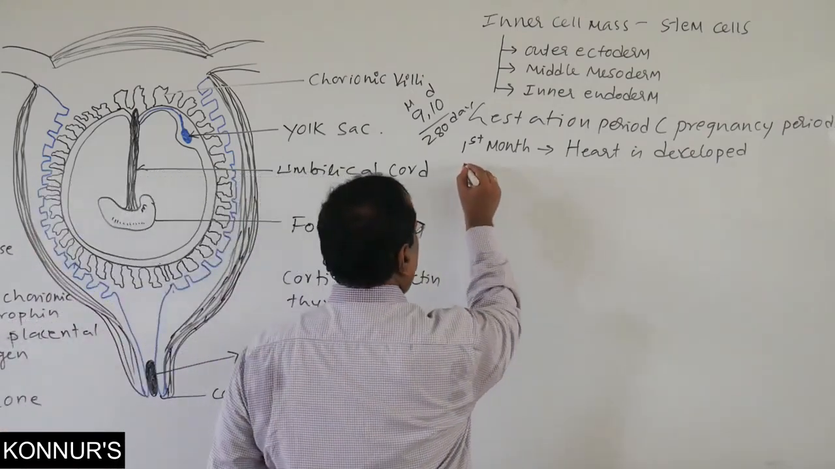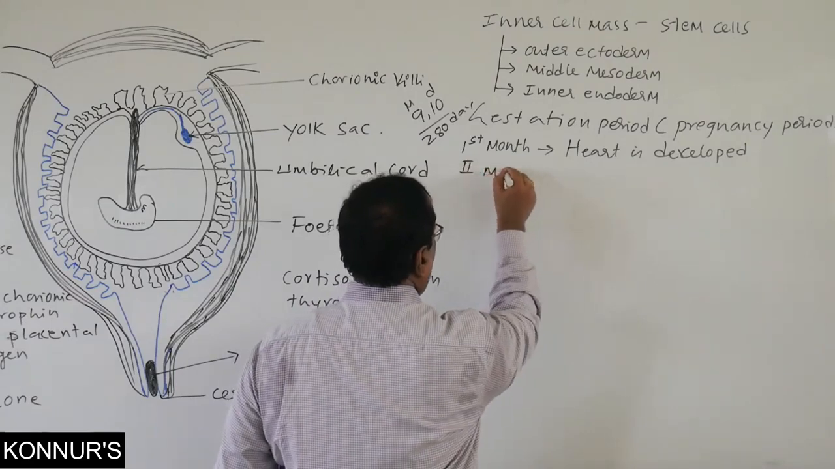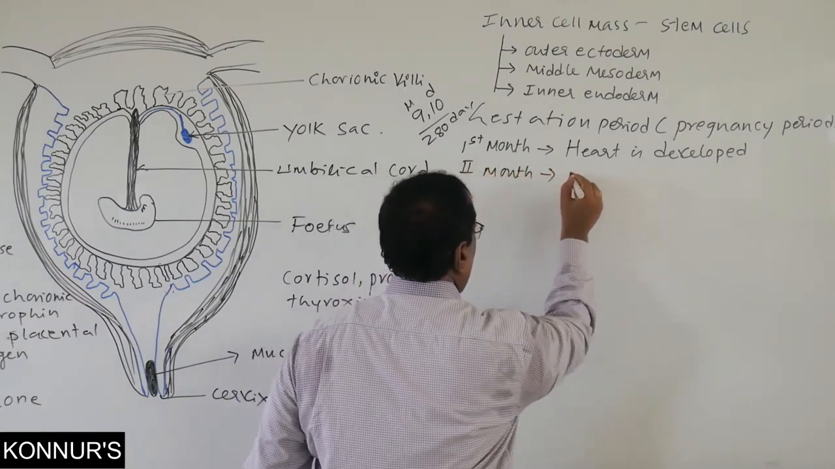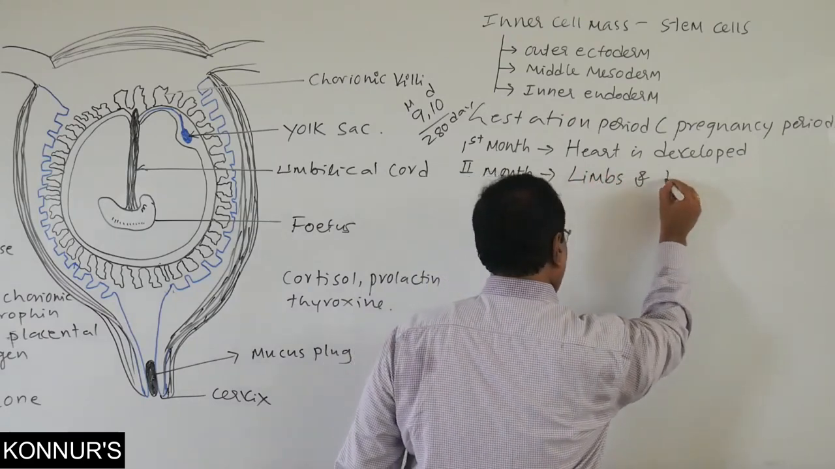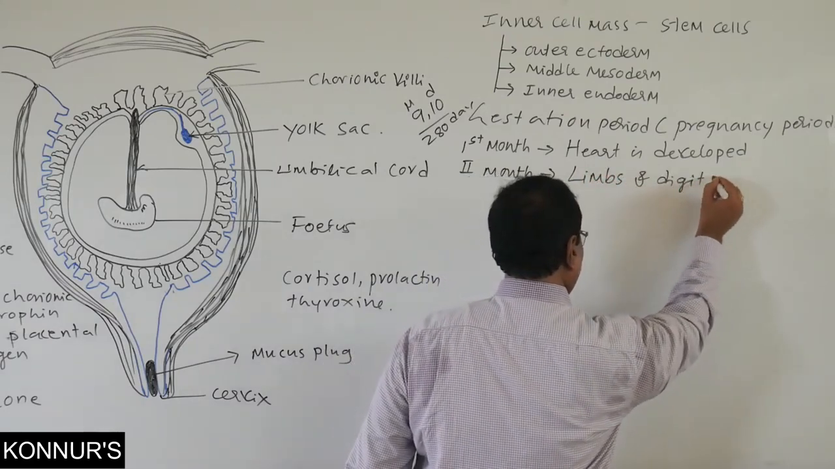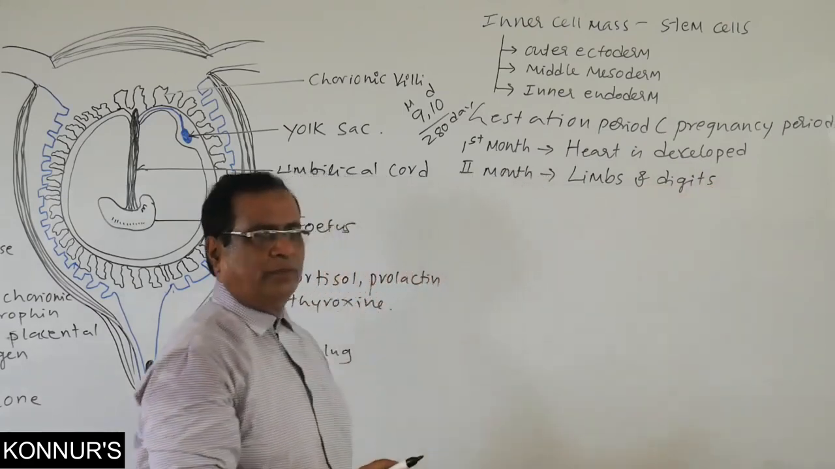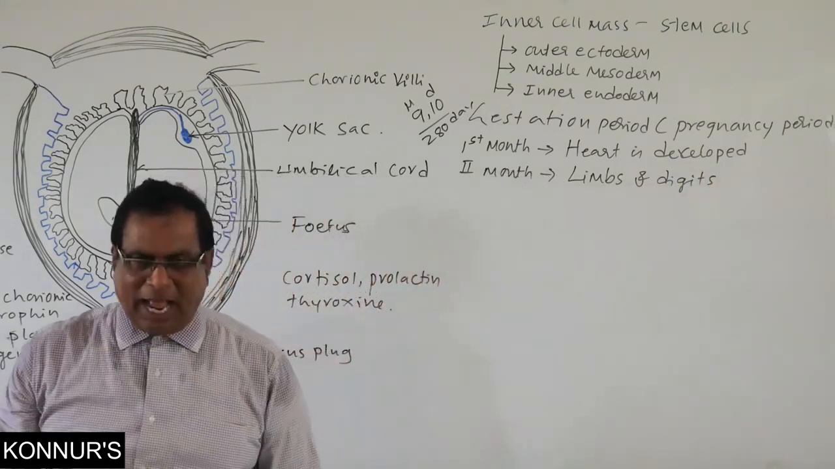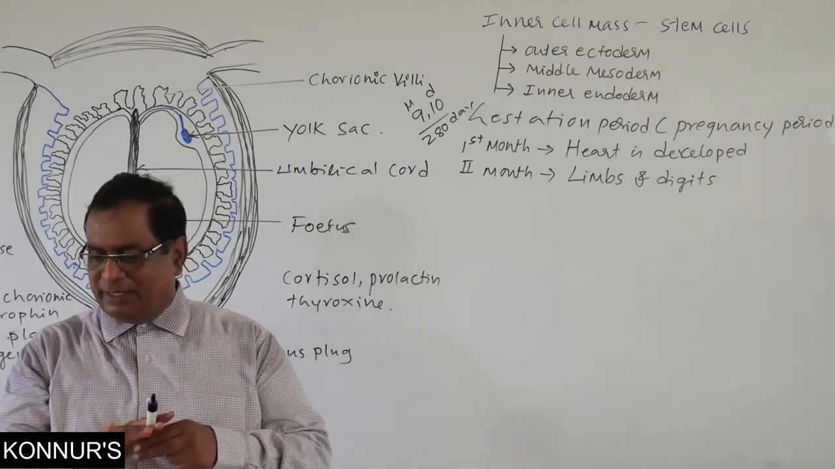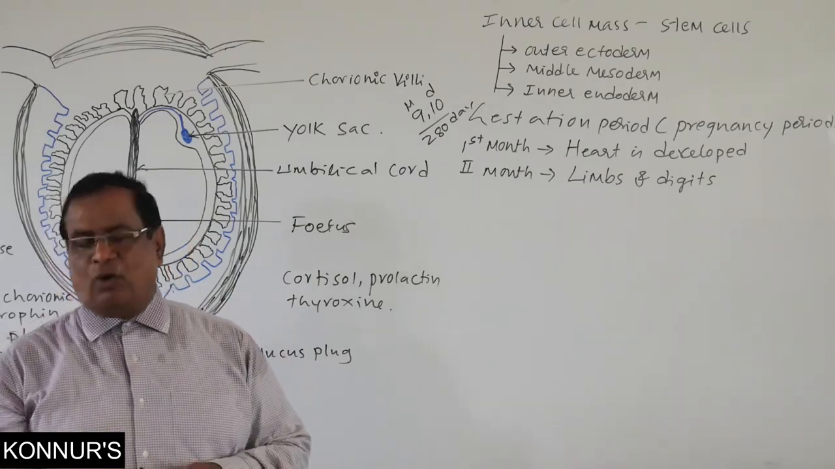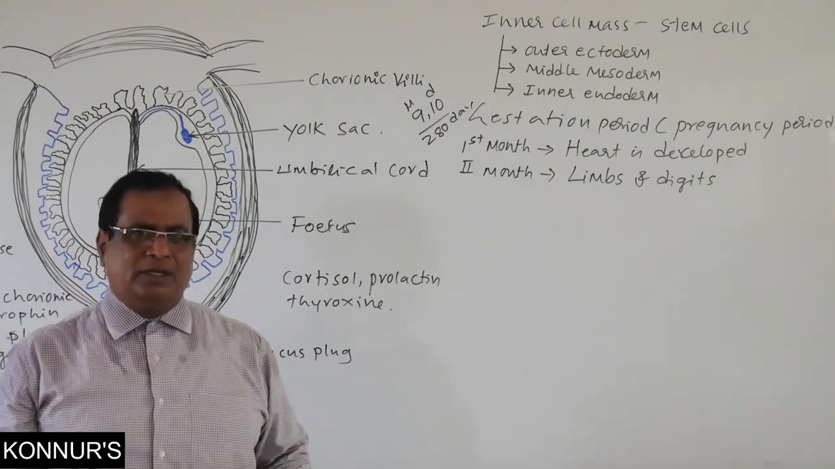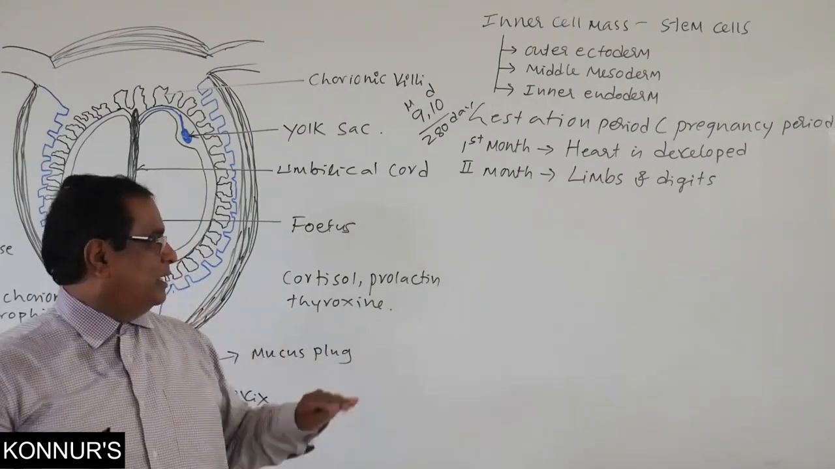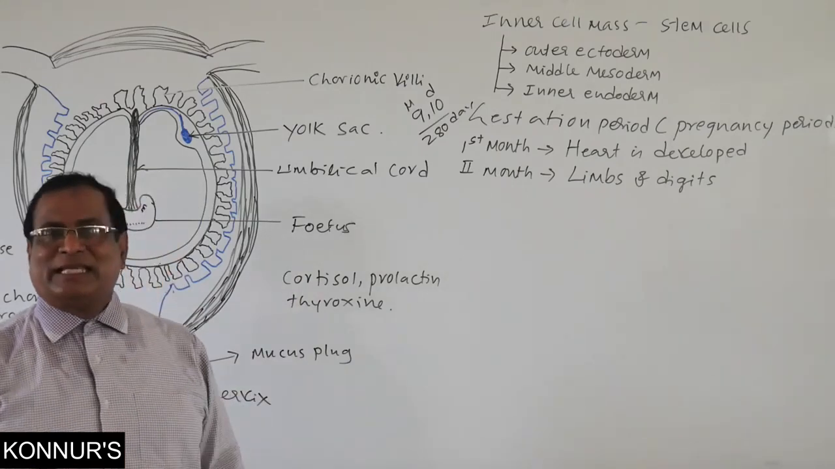And in the second month, limbs and their digits are formed. Forelimbs and hindlimbs and their digits are formed. Forelimbs and hindlimbs with their digits are formed in the second month.